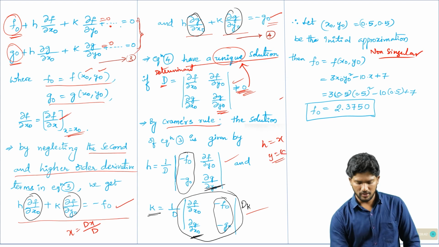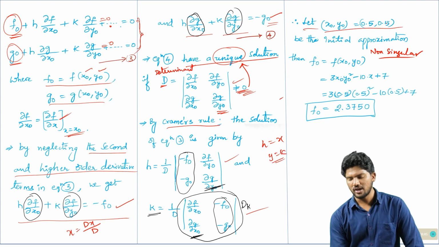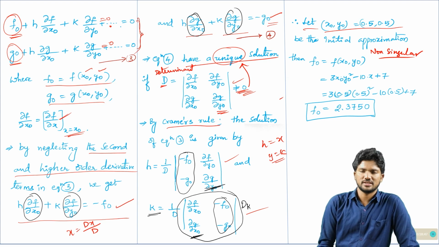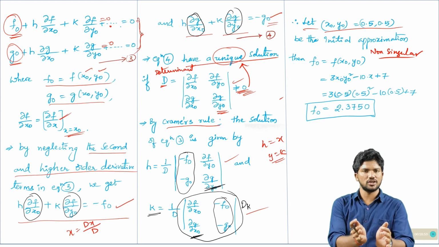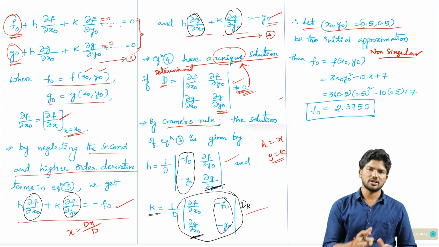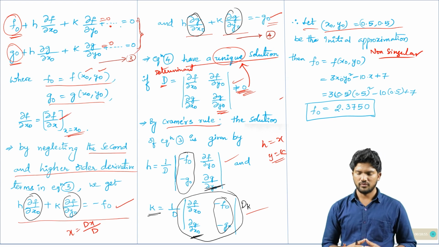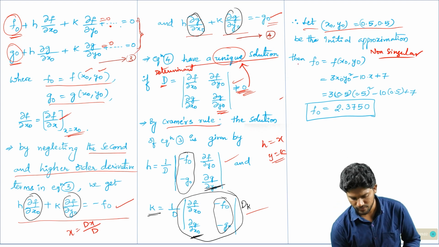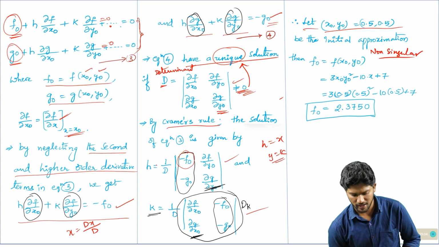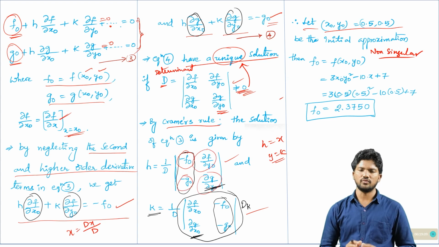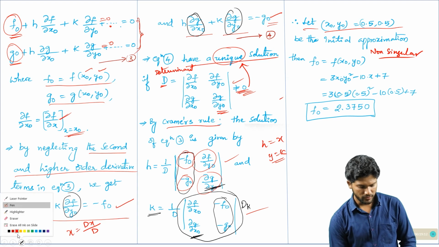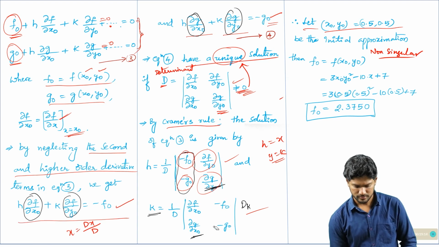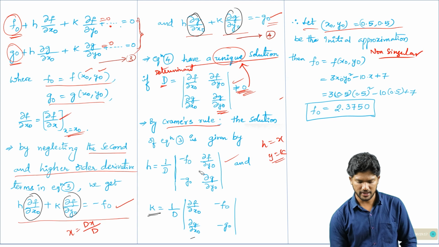Now let the initial approximation x naught comma y naught be 0.5 comma 0.5. Why? Because the actual root is 1 comma 1, and the initial approximation is less than 1 only. So 0.5 comma 0.5 is the initial approximation. After taking the initial approximation, we substitute and find the f naught value, the g naught value, dou f by dou y, dou g by dou x naught values. Now find out all those values.